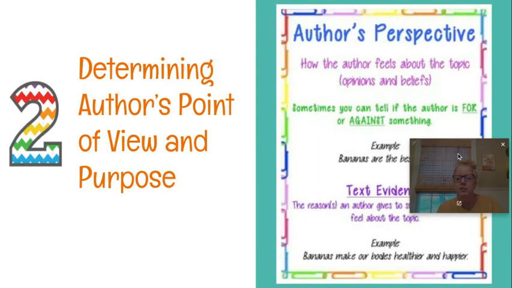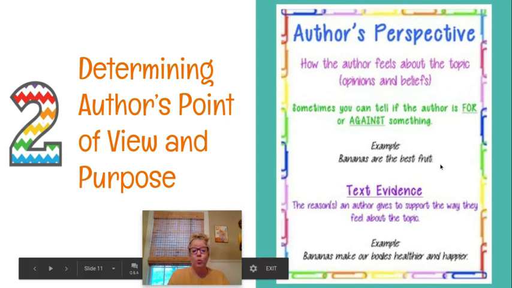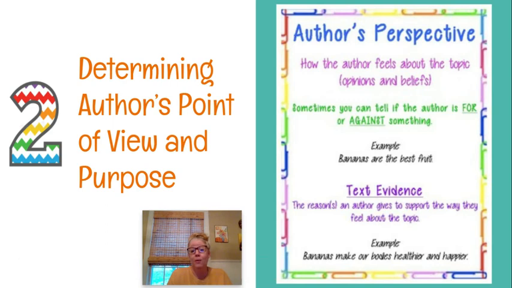Okay, now we're going to take a look at author's point of view and author's purpose. And we've been talking about author's purpose. And now we're going to talk a little bit more about author's point of view or perspective, okay? So author's perspective or point of view is how the author feels about a topic, okay? It might include the author's opinions about a topic or beliefs. Sometimes you can tell if the author is for or against something. So for example, if somebody wrote bananas are the best fruit, well, we know how they feel about bananas. We know what their point of view or perspective is about bananas.